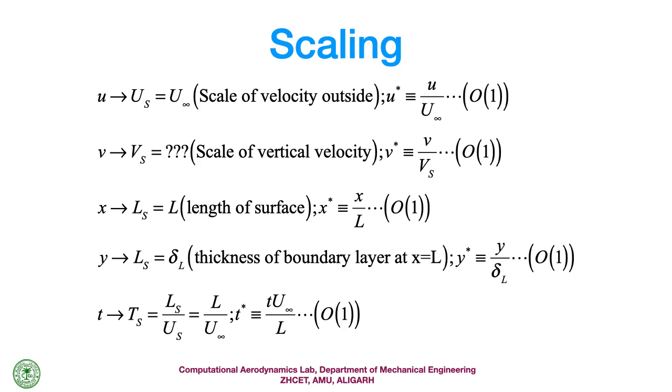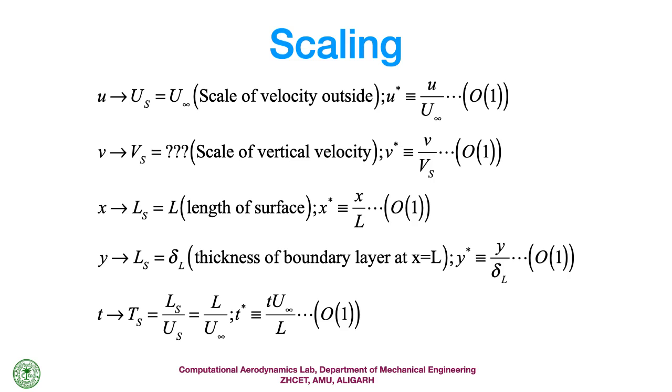But this velocity is important because it decides the transfer of momentum across the streamlines. That means in the y direction. So the momentum from one surface to the other surface is basically carried by the v velocity. So the scale of v velocity is very important. But right now we do not know what the value will be. So we will just put a question mark and try to calculate the Vs scale from anything which we have known.